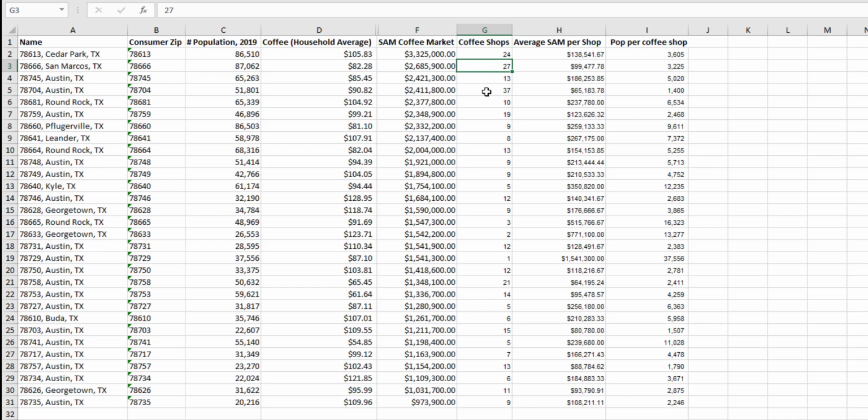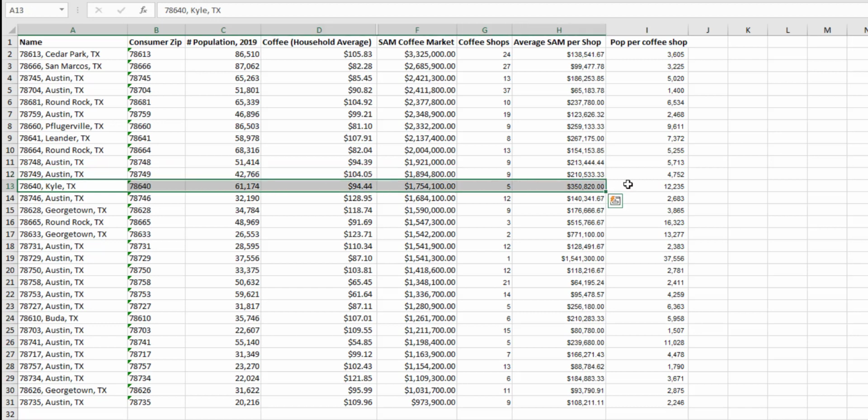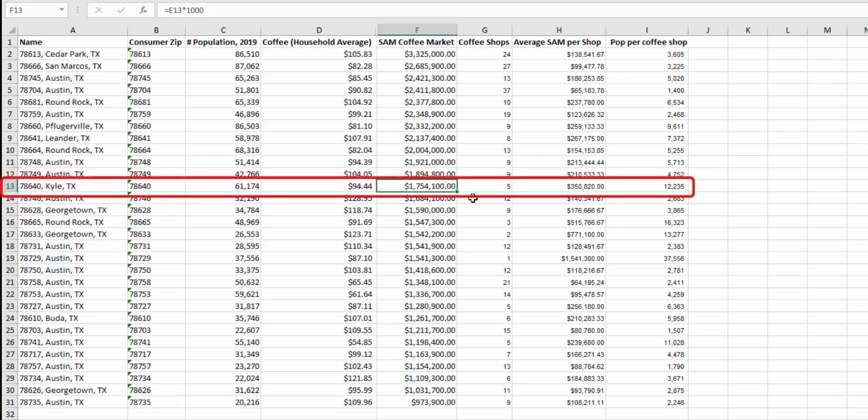So I want to come in here and look. When I was looking around, I saw that the average per was pretty high here in Kyle, Texas, which is a rapidly growing suburban community. I've got a total serviceable addressable market of 1.7 million, but there's an estimated 5 coffee shops, there may be a few more. On average, that's $350,000 and a population per coffee shop of over 10,000. Looking at this data, I might want to focus some attention on the Kyle area for maybe expansion or for a startup coffee shop.